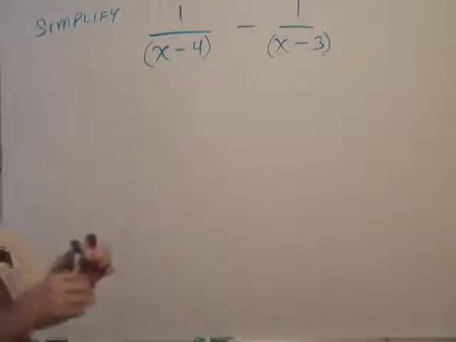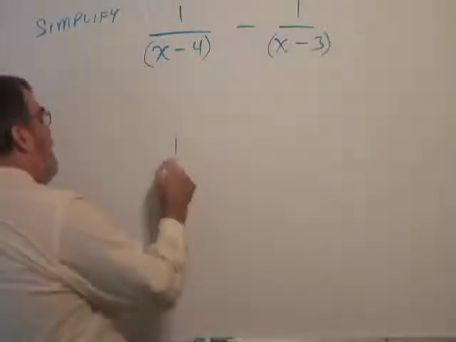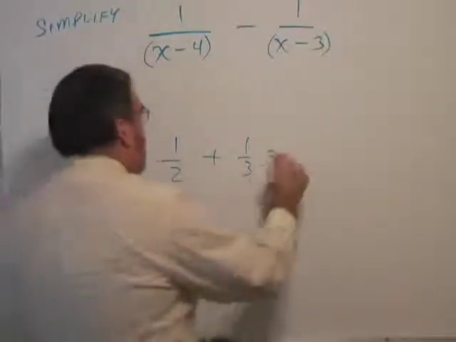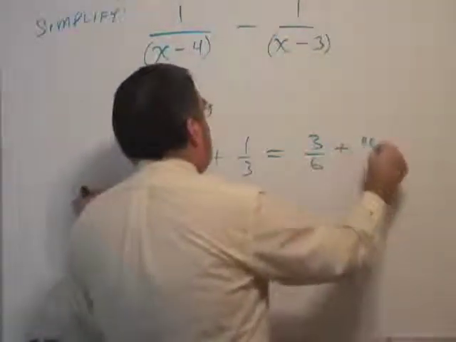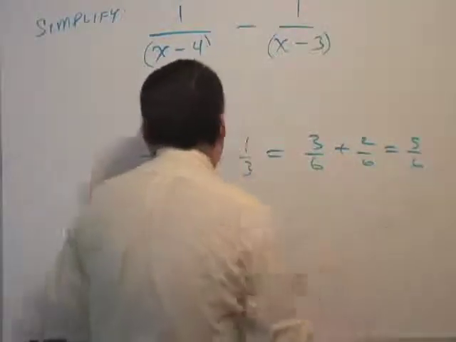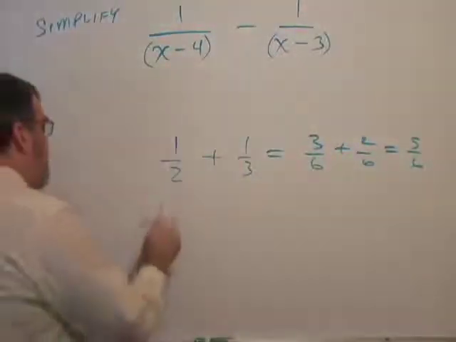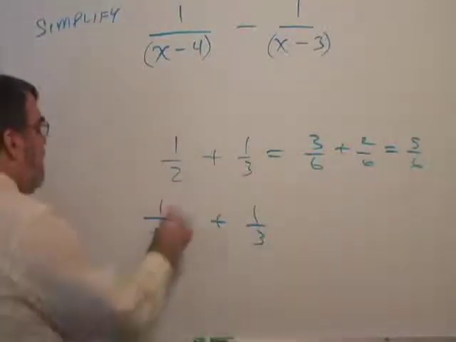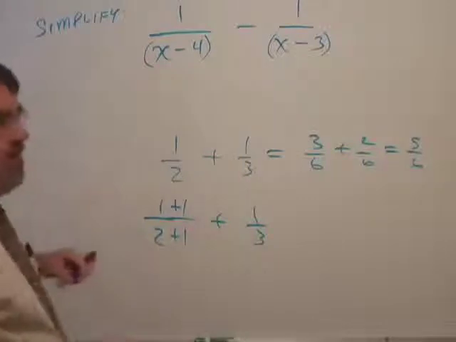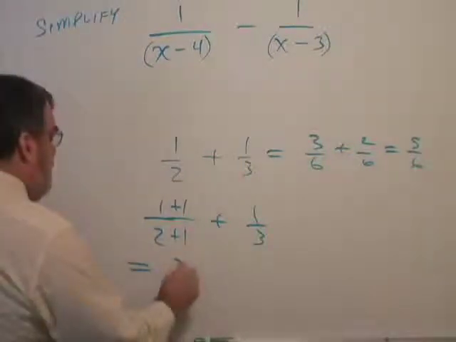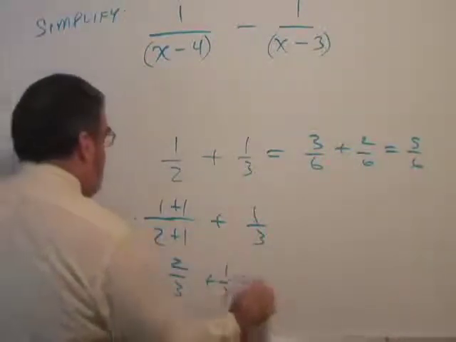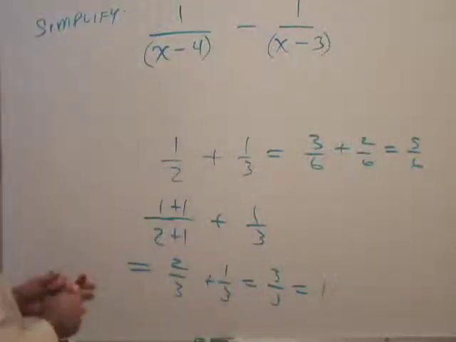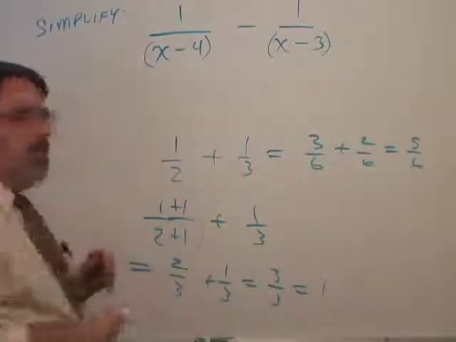For example, let me just take a quick aside here. If you had 1/2 plus 1/3, that's supposed to be 3/6 plus 2/6 equals 5/6. Well, wouldn't this be wrong if I took 1/2 plus 1/3 and decided to add 1 to the denominator and 1 to the numerator? Then I would get 2/3 plus 1/3, which is 3/3 or 1. So this is really bad math.